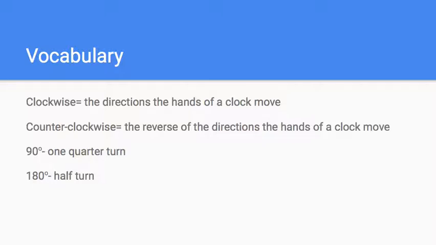Now, our vocabulary, you need to know clockwise and counterclockwise. Clockwise is the direction that the hands of a clock move. So, there's clockwise. Counterclockwise is going to be the opposite. Remember, 90 degrees is 1/4 turn. If we were looking at a clock, it would be the distance from 12 to 1. 180 degrees is going to be a half turn. And those are going to be the only amounts that you're going to be looking at.